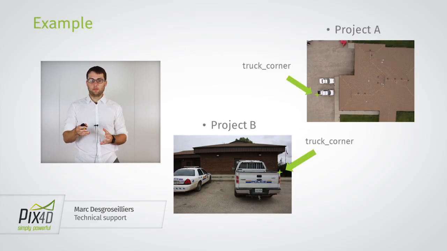You see here, I have two images, and I have this white truck, and I'm going to add an MTP which I call truck corner, and you see that the truck corner doesn't look the same in both images, but I know, right, because I shot the imagery, I know that this is the same point. So I create an MTP there, and I give it the same name in project A and project B, and that's how you would need to proceed.